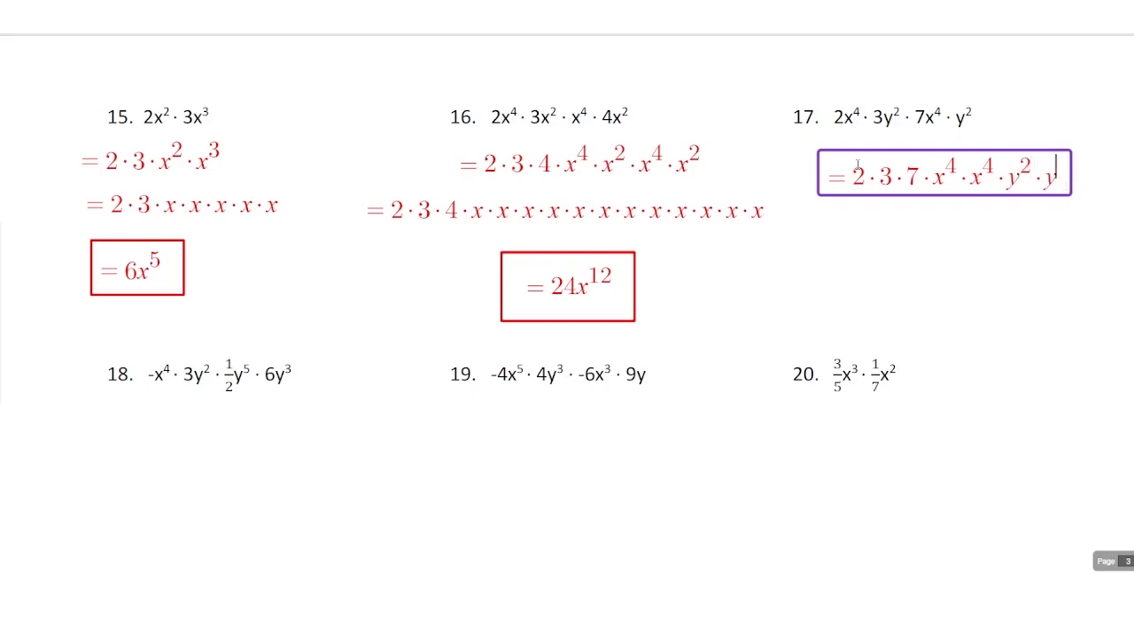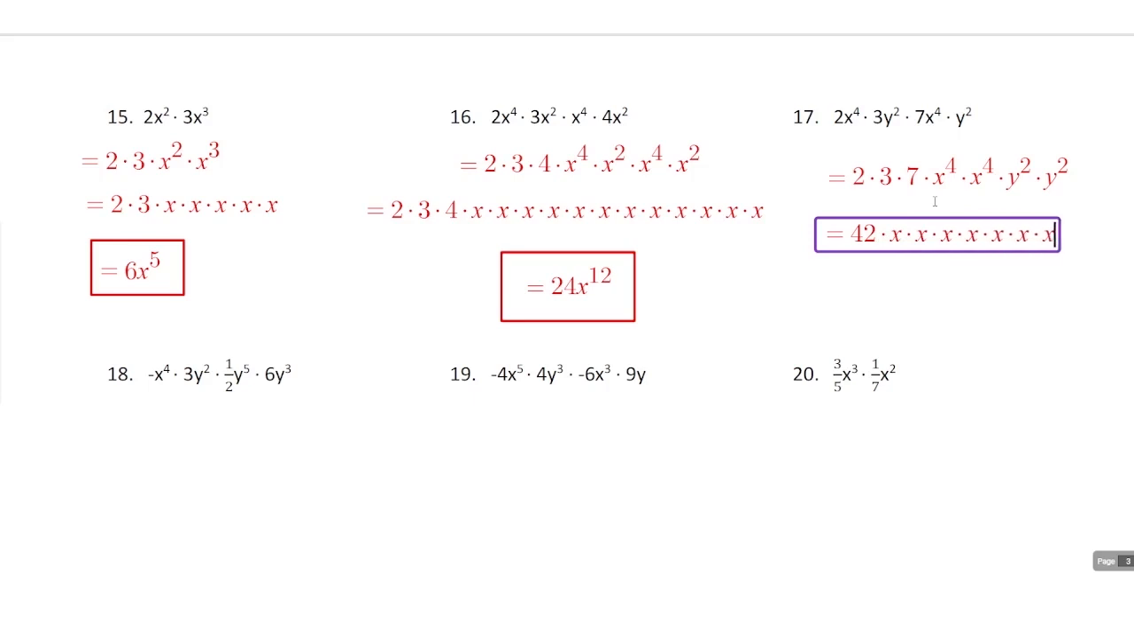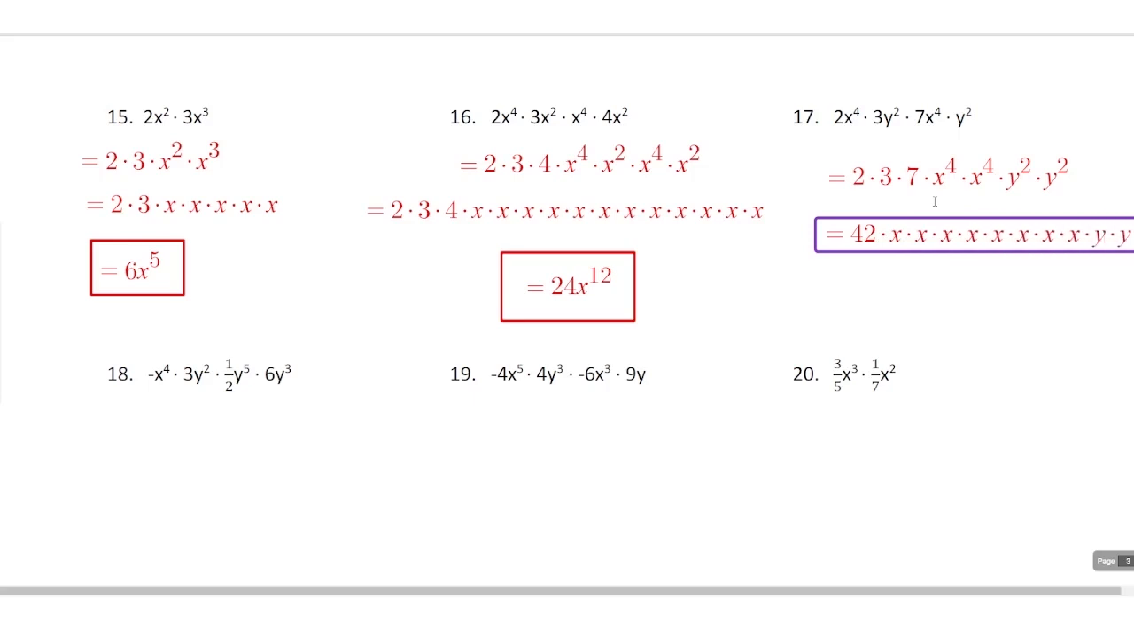I'm starting to group all of the like variables. 2 times 3 is 6, and 6 times 7 is 42. So this is just going to be 42. And then here comes the x's. So we've got 4 and 4 is going to be a total of 8. 1, 2, 3, 4, 5, 6, 7, 8. And then a total of 4 y's. 1, 2, 3, 4.